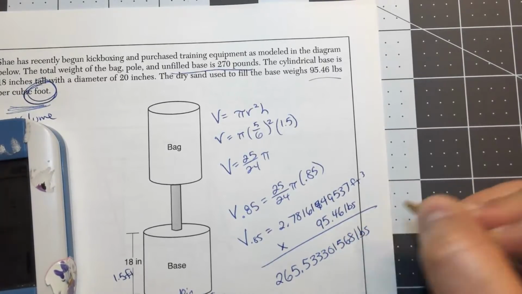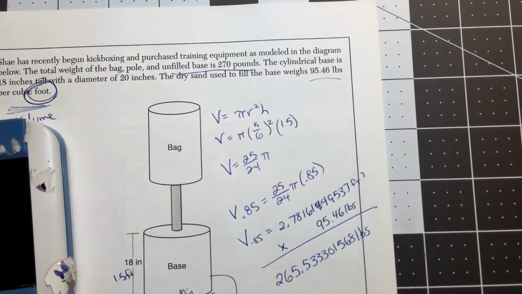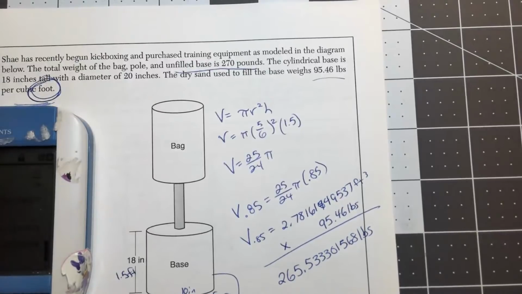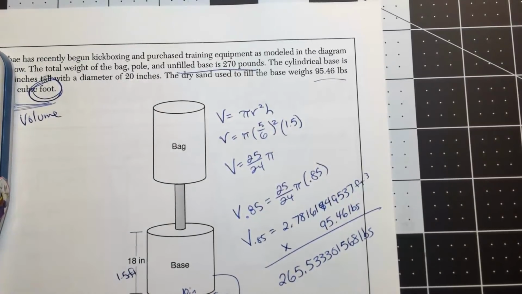265.53330501,568 pounds. All right. Now remember, this is the weight of this with the sand in it, with it 65% of the way full. 5, 3, 3, 0, 1. You could round at this point. And what I have to do is add on that original 270 pounds. Okay? And I get 535.533, right? And I'm rounding it to the nearest pound. So I'm looking at that 5 and saying, oh yeah, 536 pounds, people. All right? That's what we're looking at here.